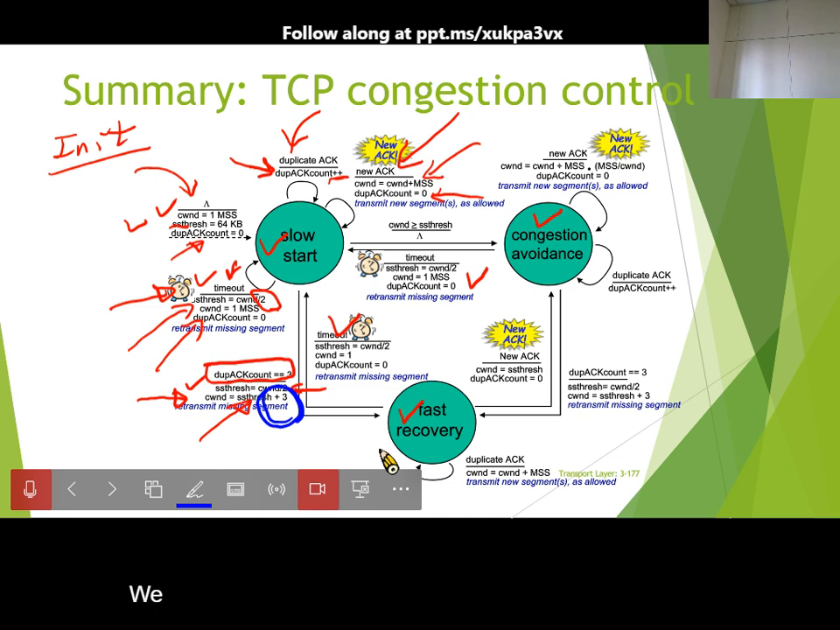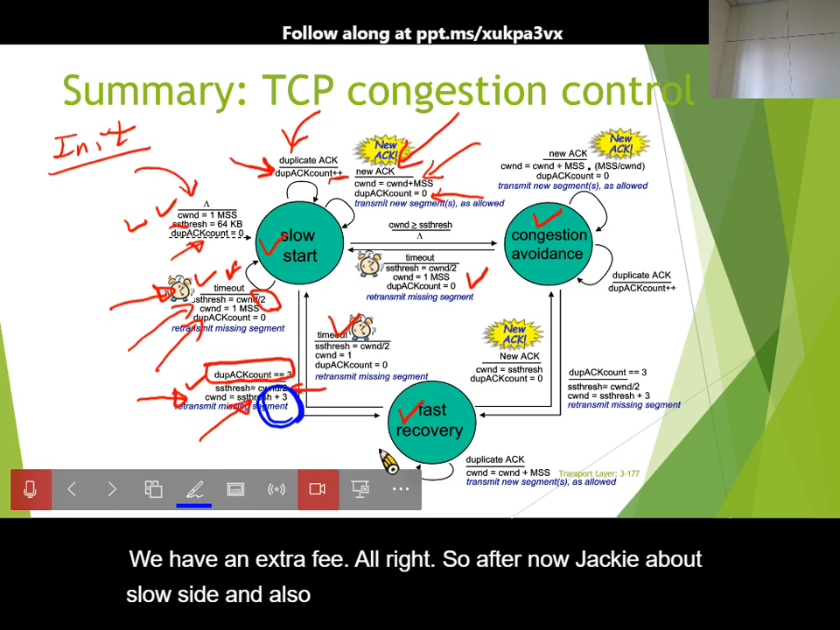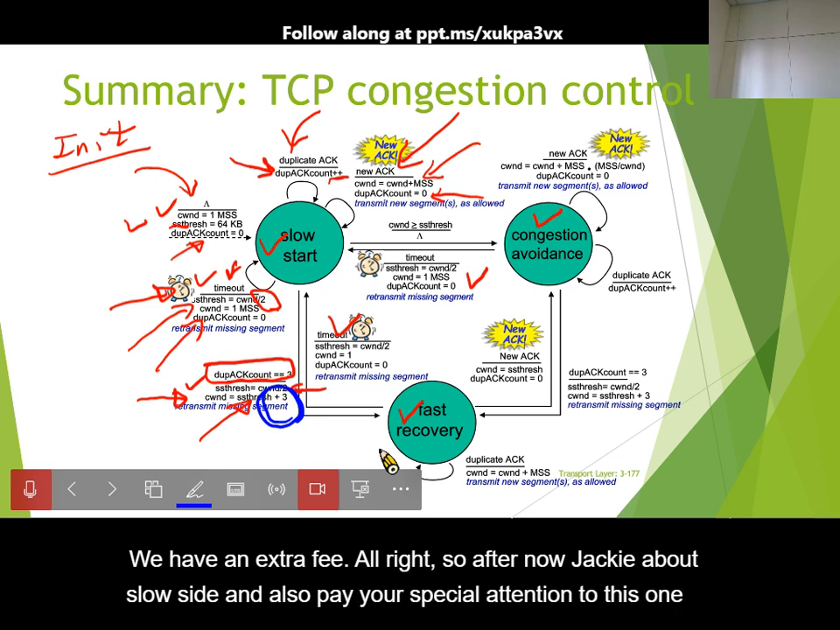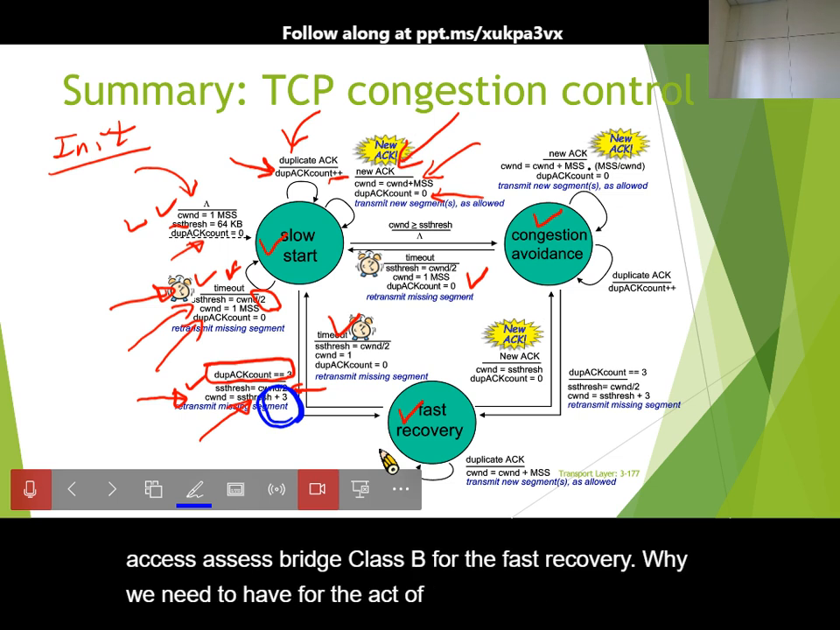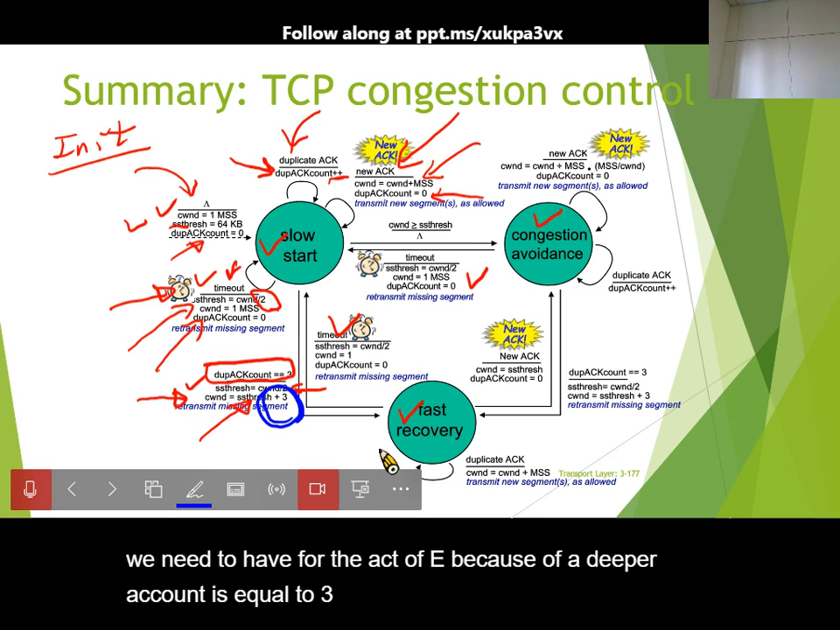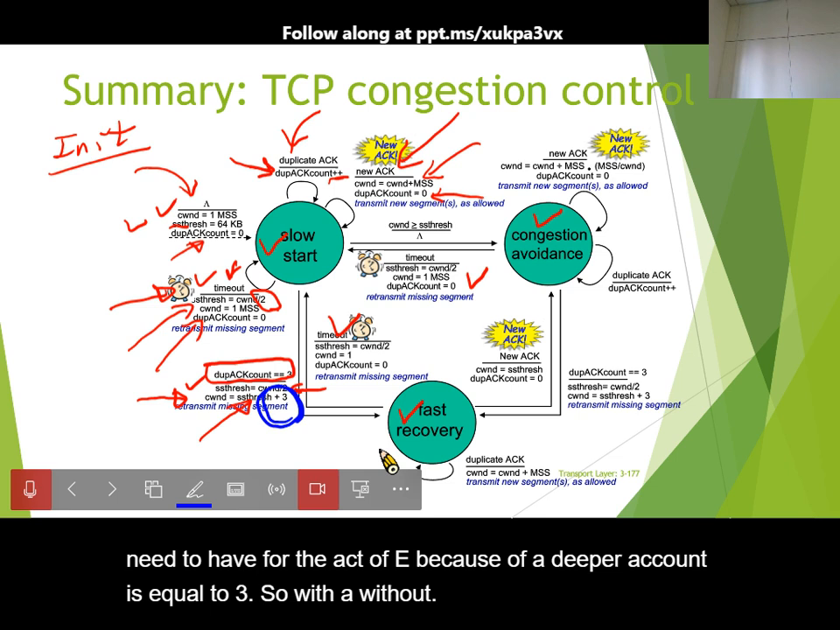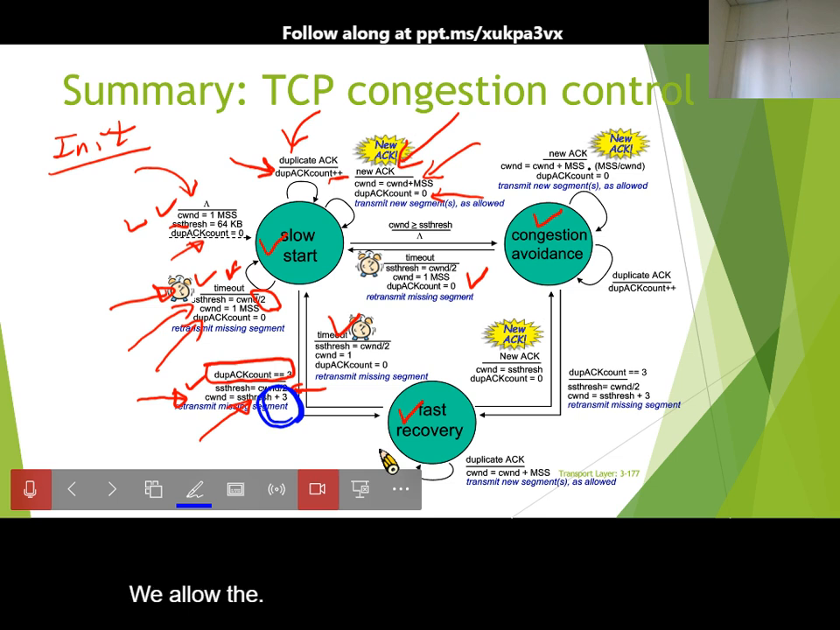After now, check it about slow start and also pay special attention to this one: SS threshold plus 3 for the fast recovery. Why do we need the extra 3? Because the duplicate count is equal to 3. So we allow the fast recovery mode to have 3 more MSS. That's why we have plus 3.